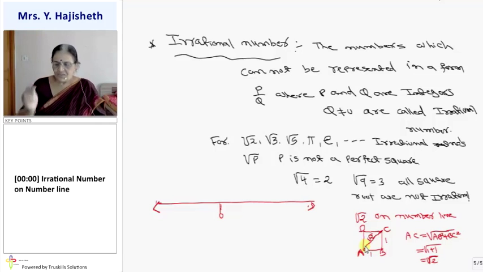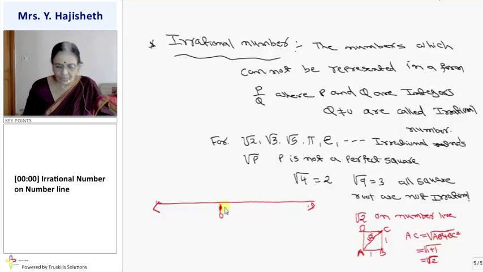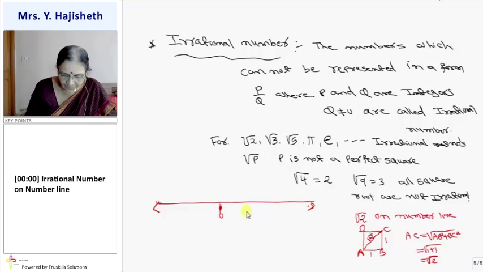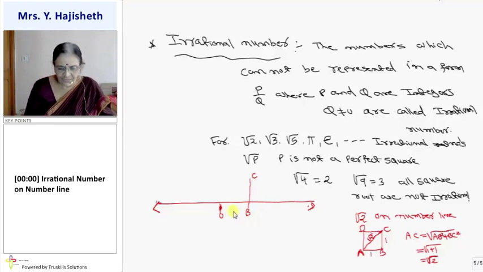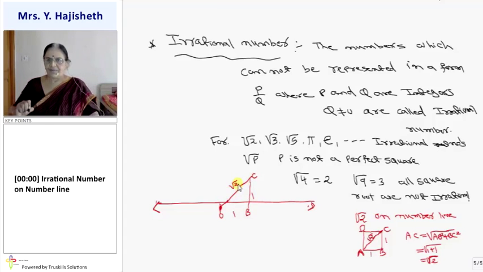Clear? So I coincide point A on O. I put point A on O. Point B on number line. Suppose this is my B, this is my C. Clear? And this is 1, this is 1. So what is my OC? OC is root 2. Clear? Diagonal of a square ABCD. A should coincide with O. Then B will be on number line. Right?